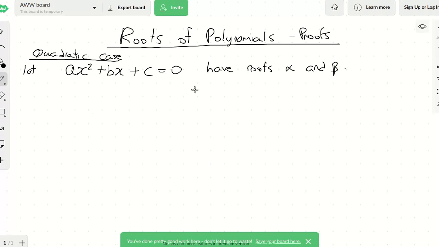Now, with any quadratic, and in fact with any polynomial, and this is going to be a trick every single time we do one of these proofs, you could divide by a first, giving you x squared plus b over a x plus c over a, and that would equal 0. Okay, so what, you might think? Well, let's look at this fact over here for a second. If it's got the roots alpha and beta, then x minus alpha multiplied by x minus beta would equal 0.